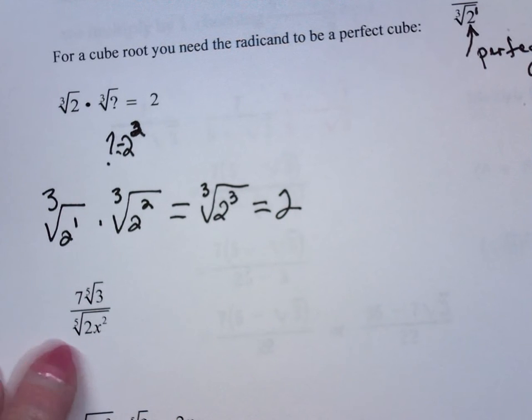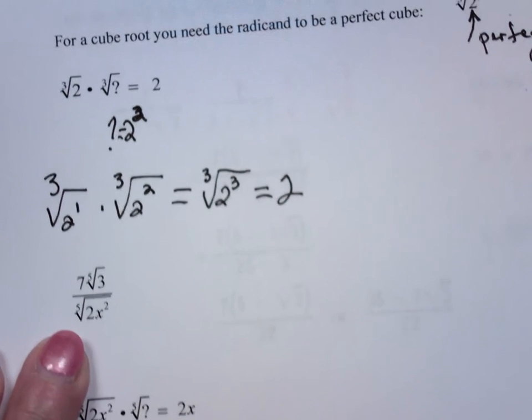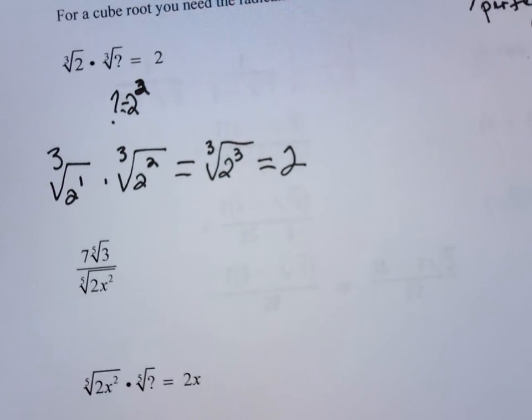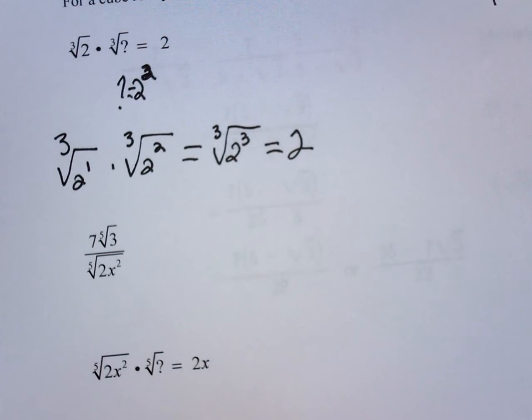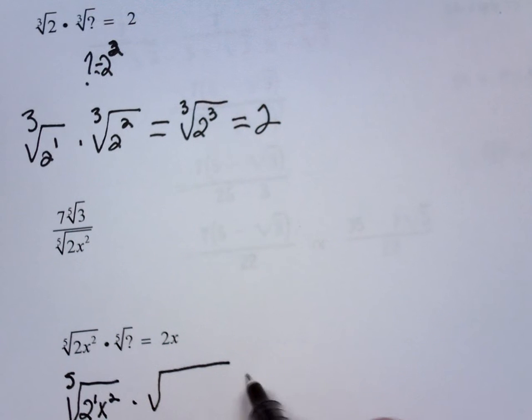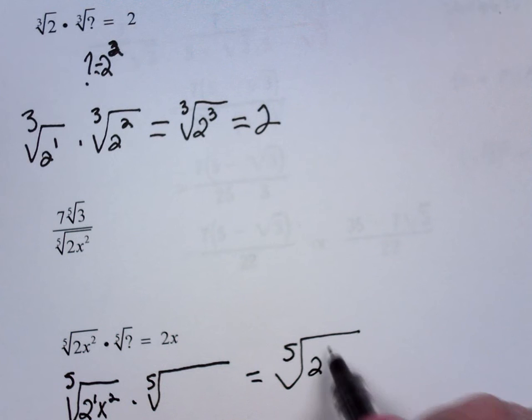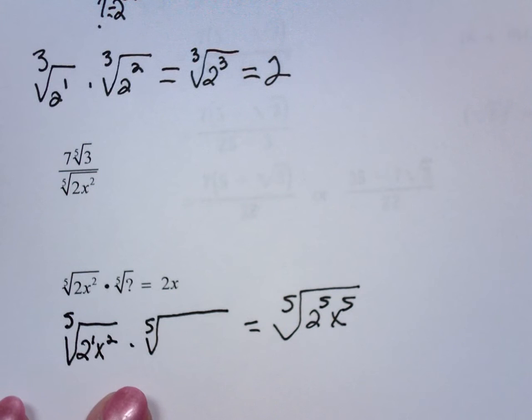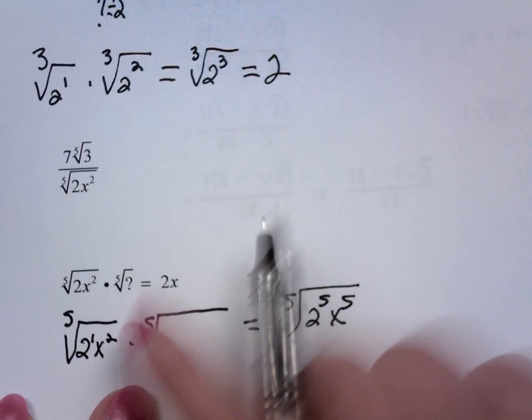If I wanted to rationalize the denominator and it was a fifth root, and I had a 2x squared, that means I am looking for something so that if I have the fifth root of 2 to the 1, x to the 2, I multiply it times something so that I have the fifth root of 2 to the 5, x to the 5. Because the fifth root of 2 to the 5, x to the 5 is 2x. So what does this thing have to be?